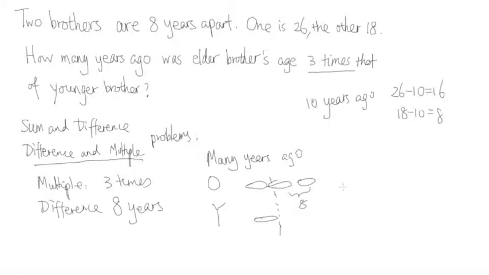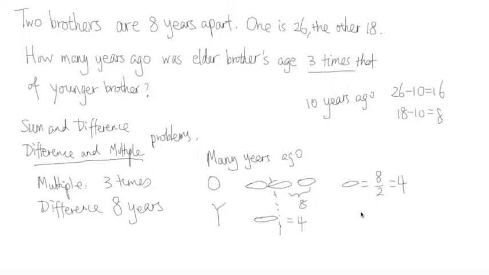So what is each bar? Each bar will just be 8 divided by 2, and this will be 4 years old. So many years ago, actually, the younger brother is 4 years old. And now, how many years ago was the younger brother 4 years old? That will solve the problem.